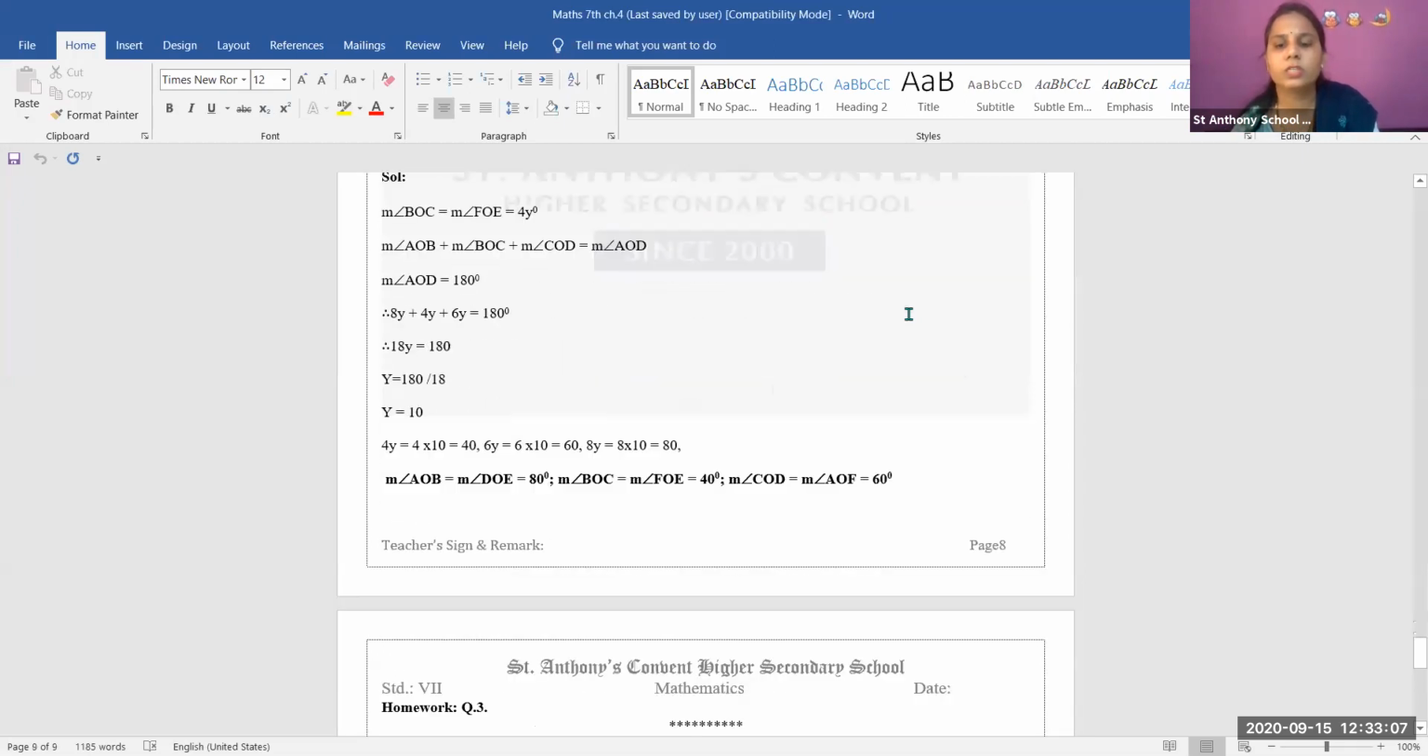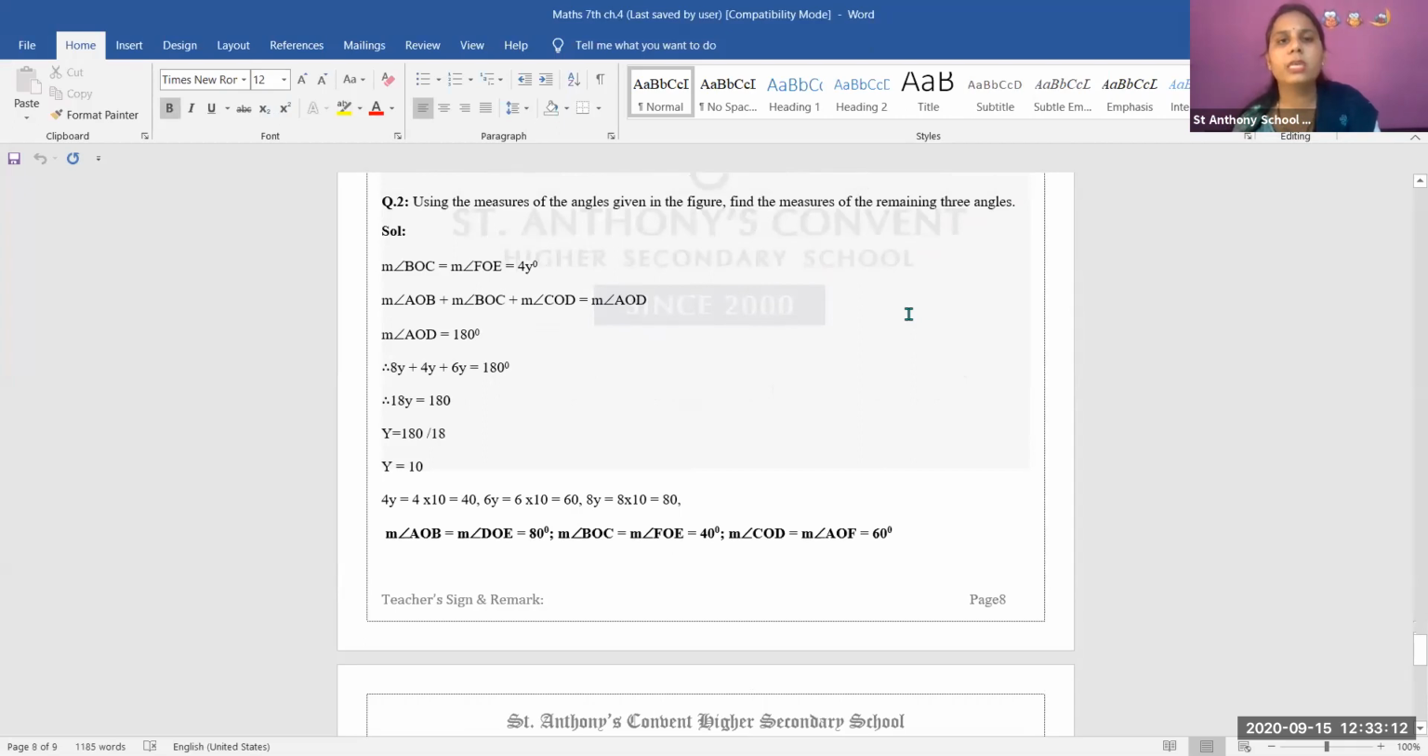Now question number 2. Question number 2 is what? Using the measure of angles given in the figure, find the measure of the remaining 3 angles. Here a diagram is there. Let me draw the diagram first. The diagram is like this.